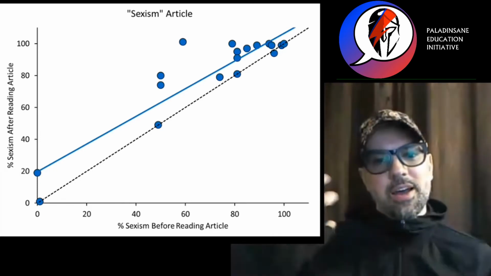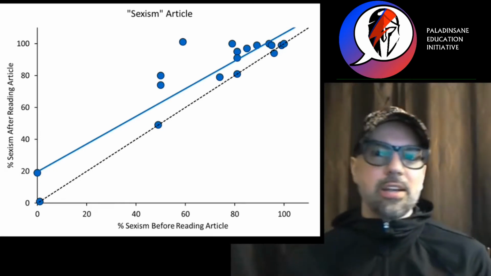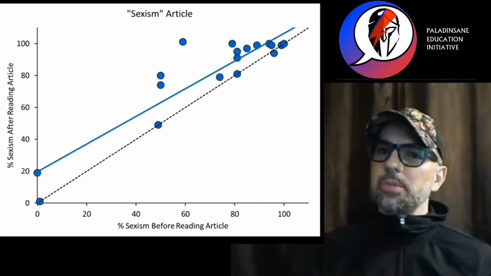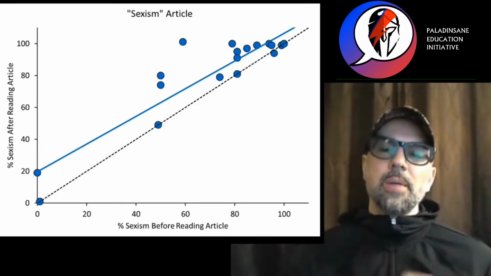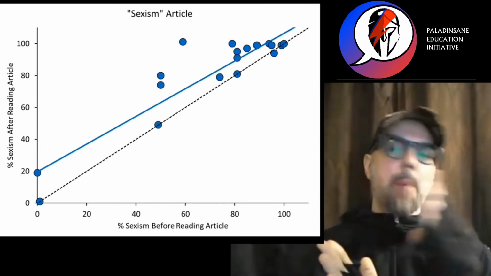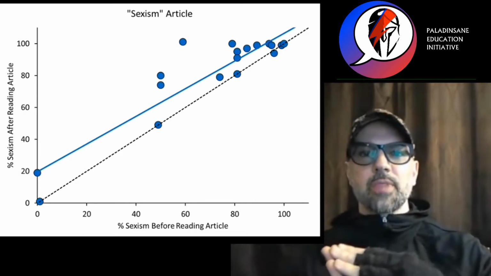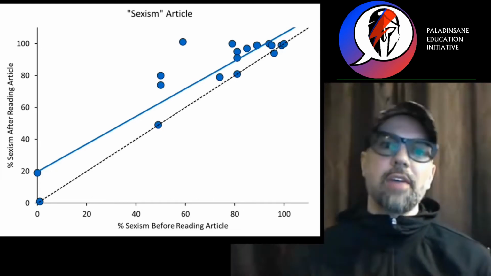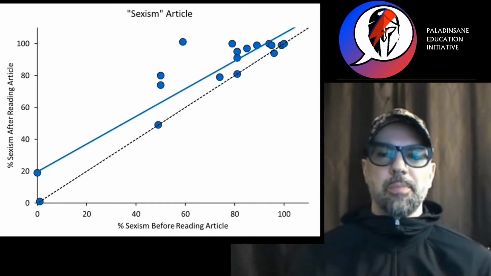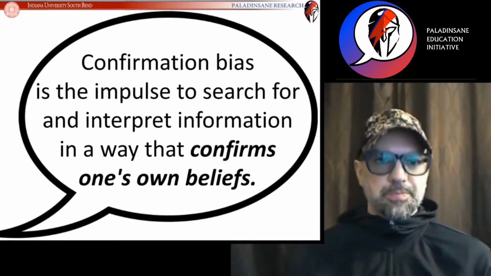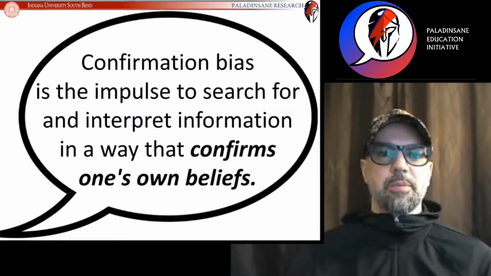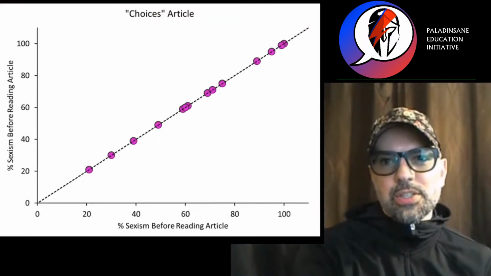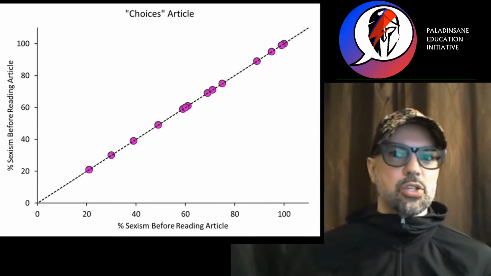You should be very comforted in the fact that the work that you've put in, the readings that you've done, the mental exercises that you've done have equipped you very well to get to the truth, because both of these results were the opposite of confirmation bias, and both of them went in the correct direction in terms of the effect that the article should have had on the opinions of the people that read them. So that idea that confirmation bias is that impulse to search and interpret information that confirms one's own beliefs, we did not see that in our students here at IUSB when they were presented with the choices article.